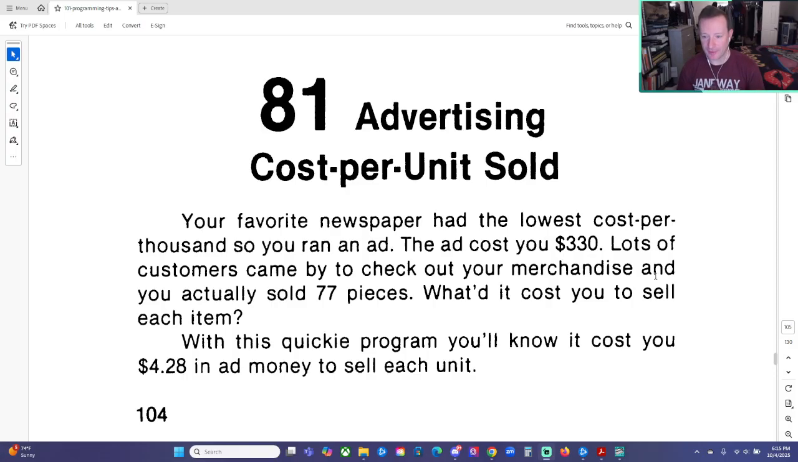Your favorite newspaper had the lowest cost per thousand, so you ran an ad. The ad cost you $330. Lots of customers came by to check out your merchandise, and you actually sold 77 pieces. What did it cost you to sell each item? With this quickie program, you'll know it cost you $4.28 in ad money to sell each unit.